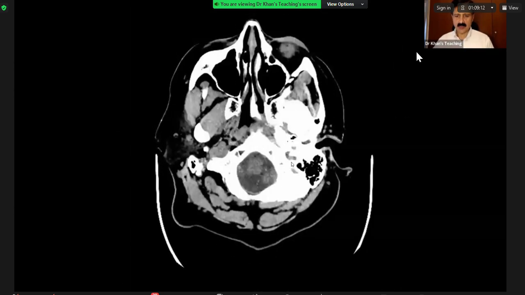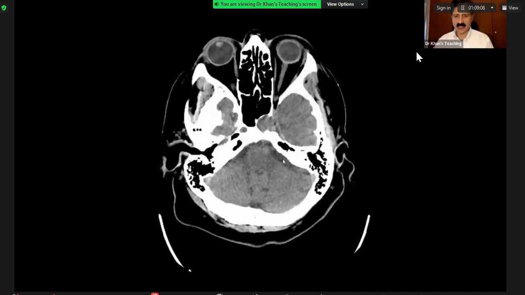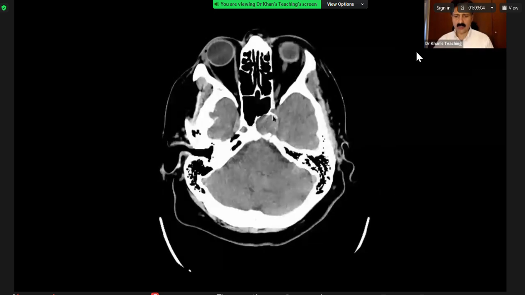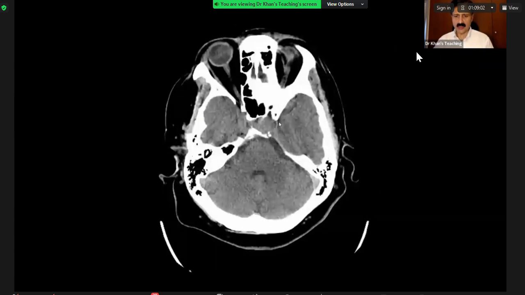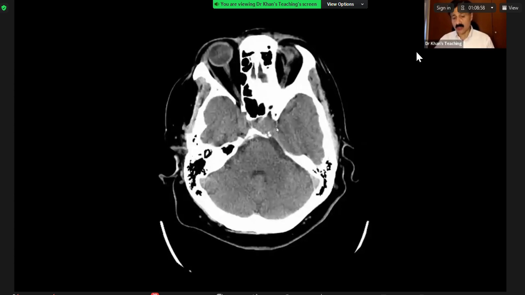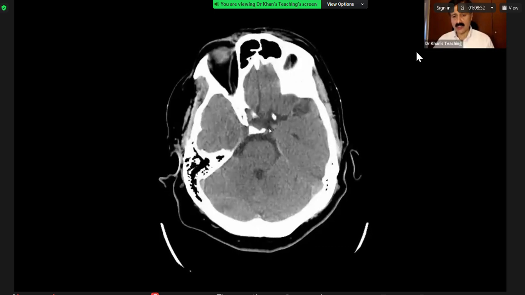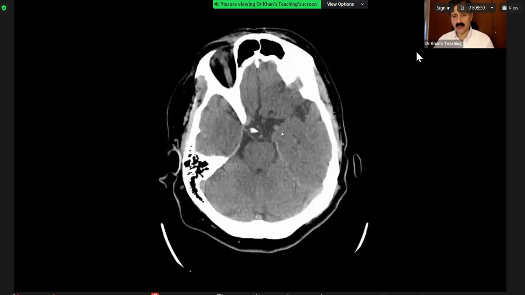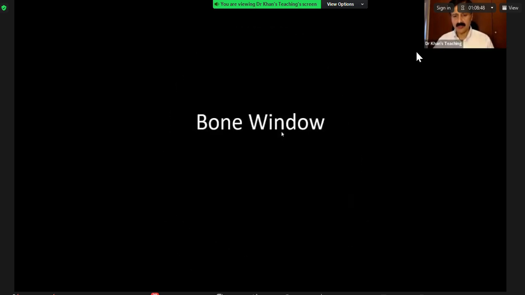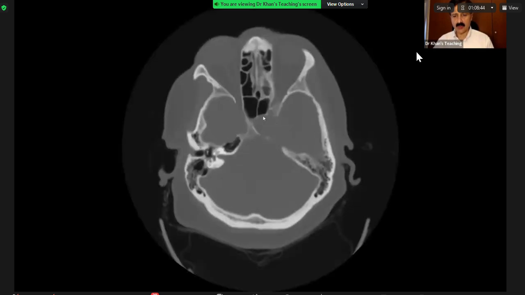Another case in which you can see something asymmetrical. It is causing erosion or expansion of the bone here, and it is on one side. It might be an aneurysm, for example. It might be an adenoma. And anatomy-wise, it is eroding the posterior clinoid process also here. And on bone window, this is what is happening.